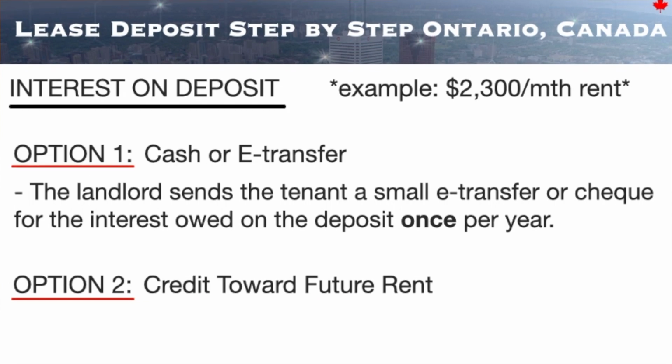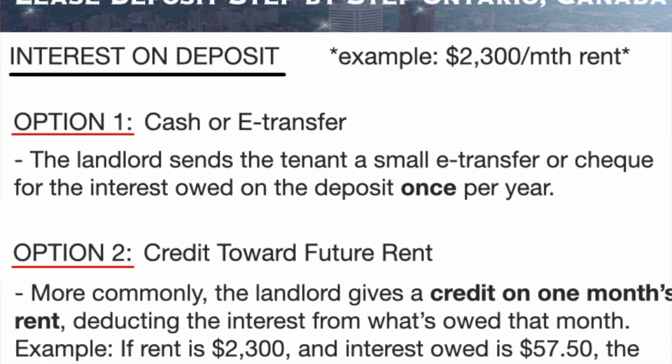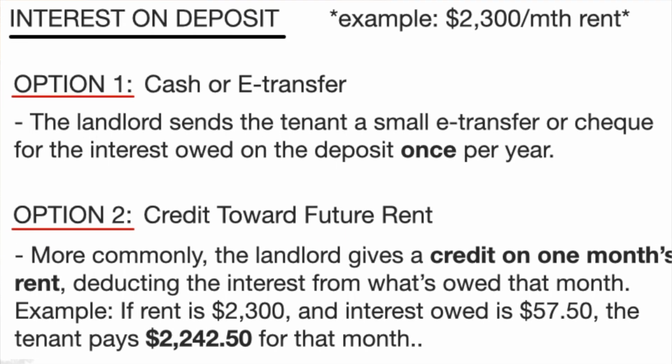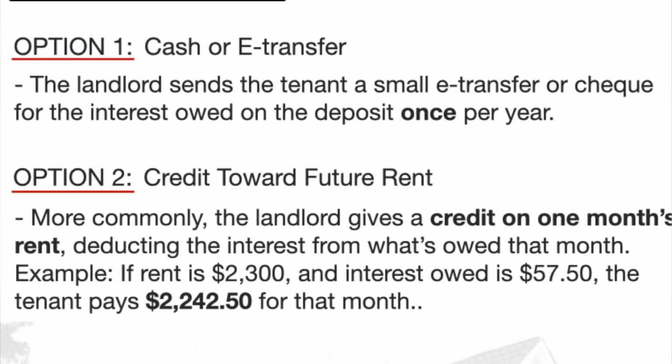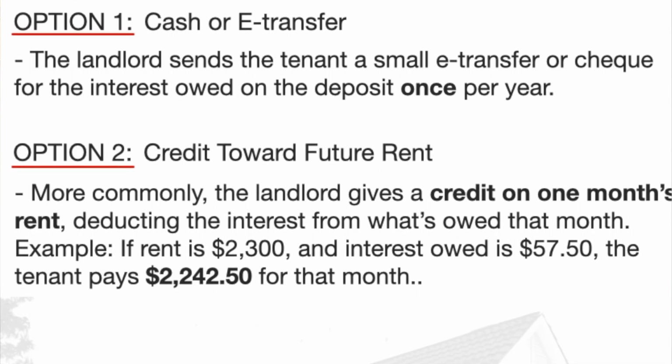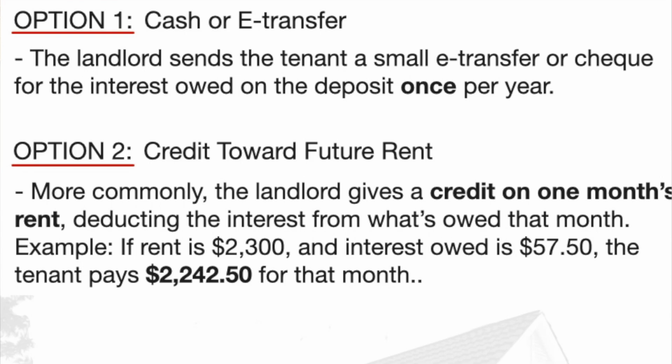Option 2, credit towards future rent. More commonly, the landlord will just give 1 month's rent, deducting the interest from what's owed on that month. Example would be, let's say it's $2,300 and the interest owed is $57.50. The tenant pays $2,242.50 for that particular month.